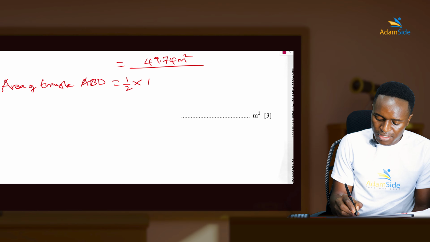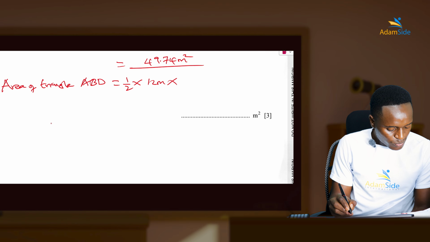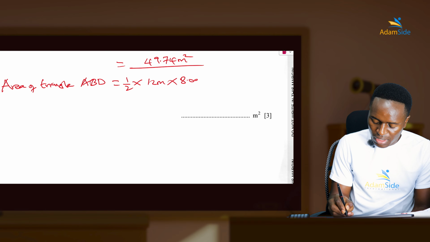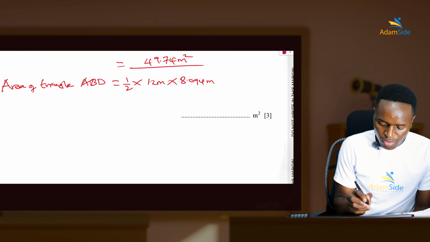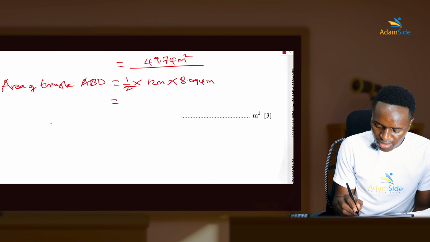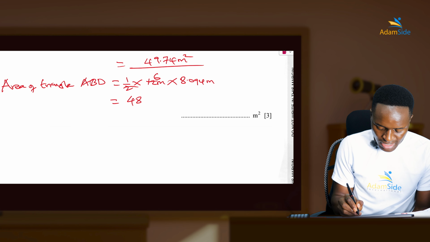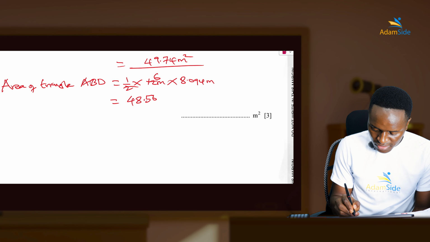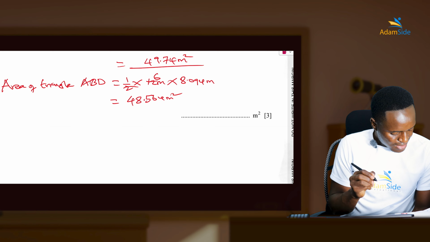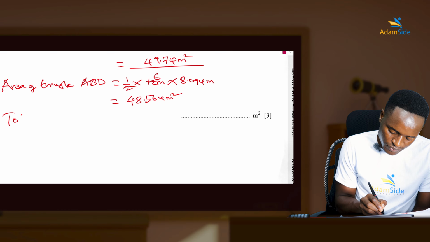And then we go to the area of triangle ABD, which is equal to a half times the base, 12 meters, times the height, which we got as 8.094 meters. What do you get? If you divide here, it's 6 meters times 8.094, you get 48.564 square meters.